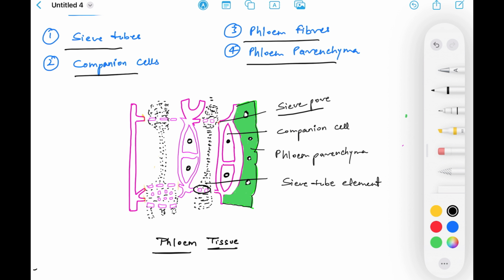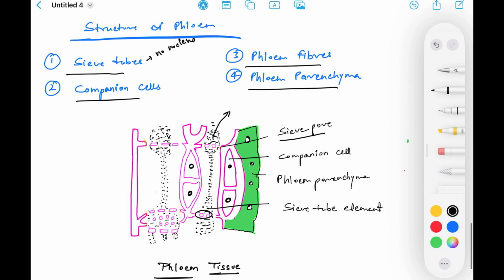They allow food to pass from one cell to another. But these sieve tubes have no nucleus. They are further supported by companion cells. The function of sieve tubes is to transport prepared food through the plant.